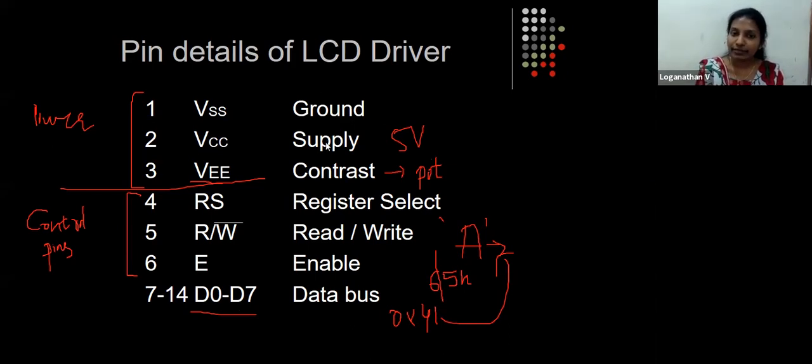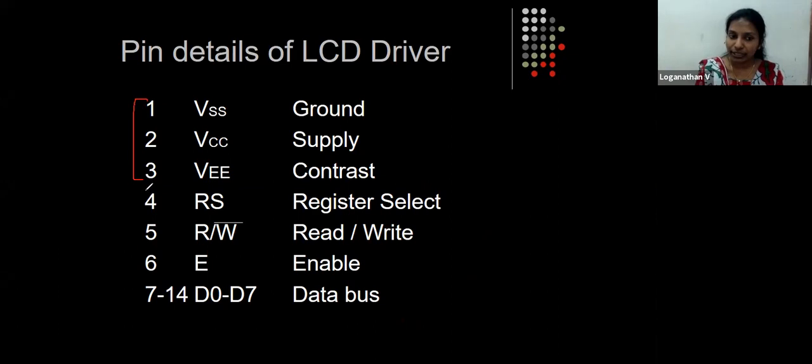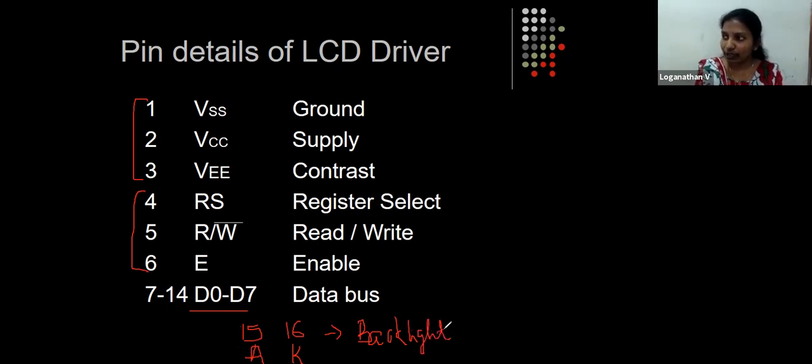So totally we have 16 pins in that. First three are power pins, next three are control pins, and then we have got data lines. Now, we have pin number 15 and pin number 16, and these pins are called anode and cathode pins. Anode is positive and cathode is negative. These are internally connected to 5 volts and ground just to give backlight for the LCD. Whenever you turn on the LCD, it should be getting some light, right? That is the backlight, where you will have an LED. Without that also we can see output, but it will not be as clearly visible.